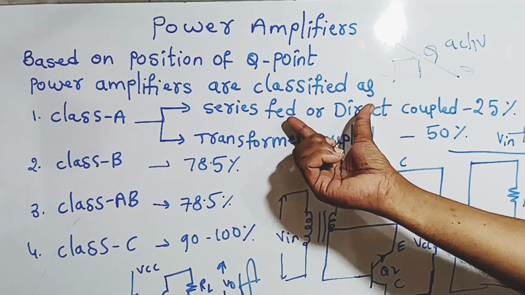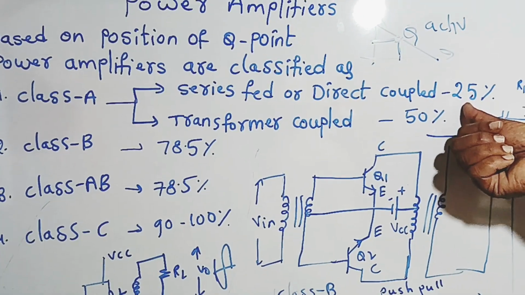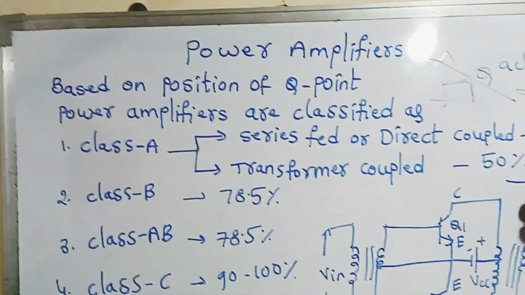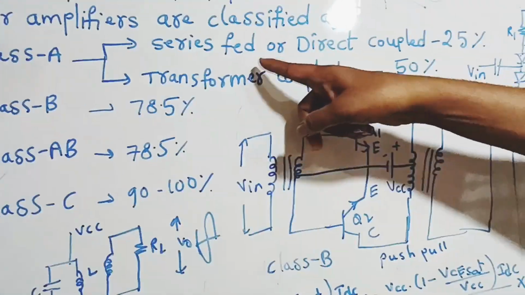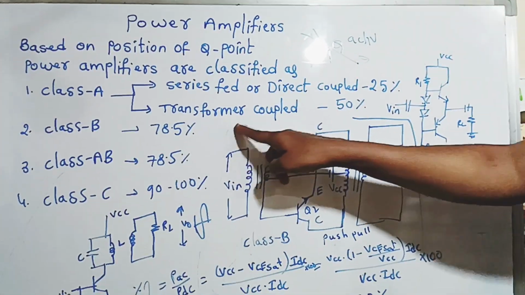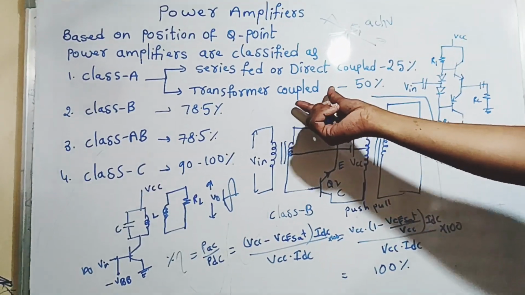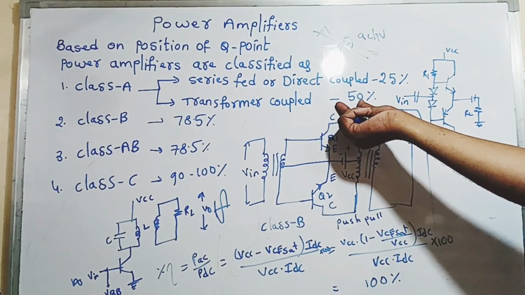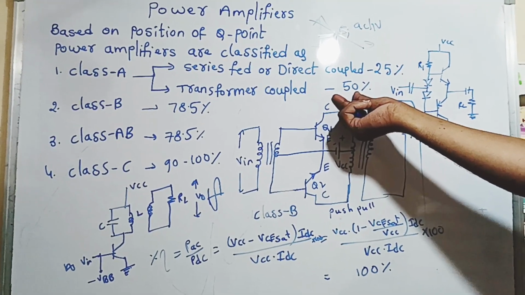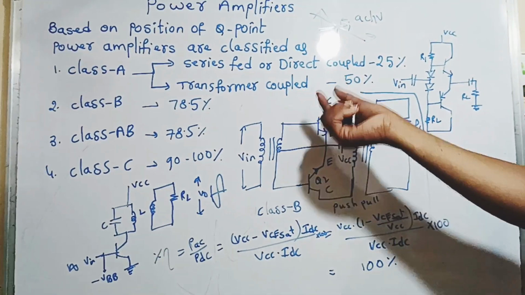For the series fed or direct coupled, the efficiency is 25%. If you calculate efficiency, output power by input power, PAC by PDC, the percentage is 25. That is the drawback in the series fed or direct coupled class A power amplifier. That drawback can be overcome by the transformer coupled class A power amplifier. If you couple with a transformer, then you will get an efficiency of 50%. These two separate videos are already available; you can watch the efficiency derivation there.